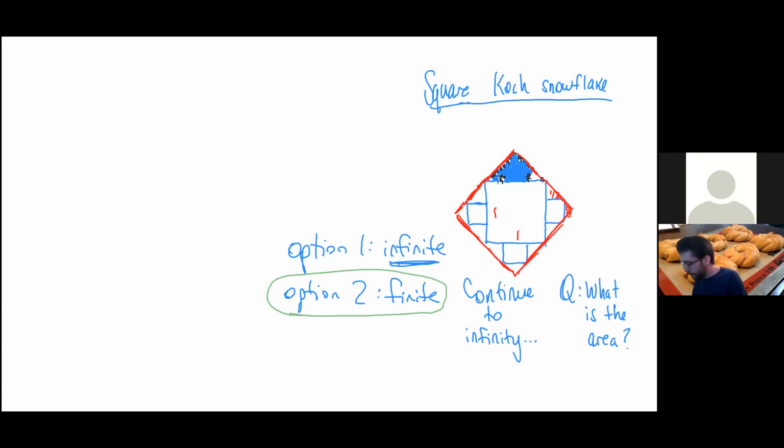And so my claim next is that the blue area, which is the area of this snowflake, this sort of thing that we continue to infinity, the blue area is definitely less than or equal to the red area, where the red area is just that whole diamond. So maybe we can bound it. What is the red area now?